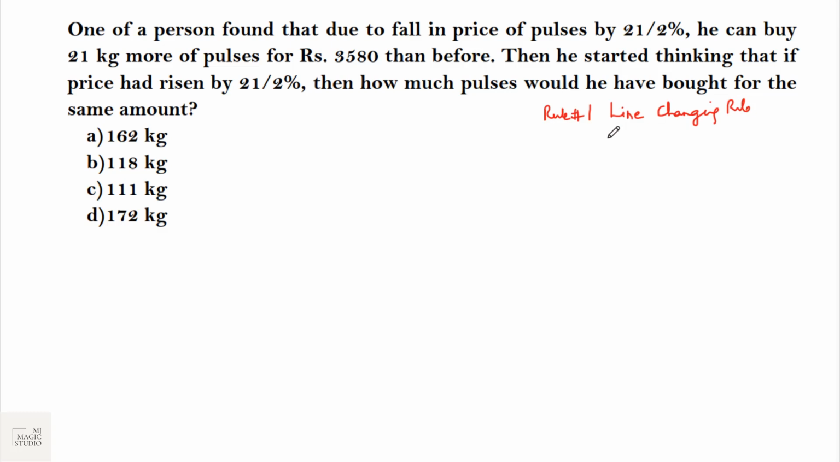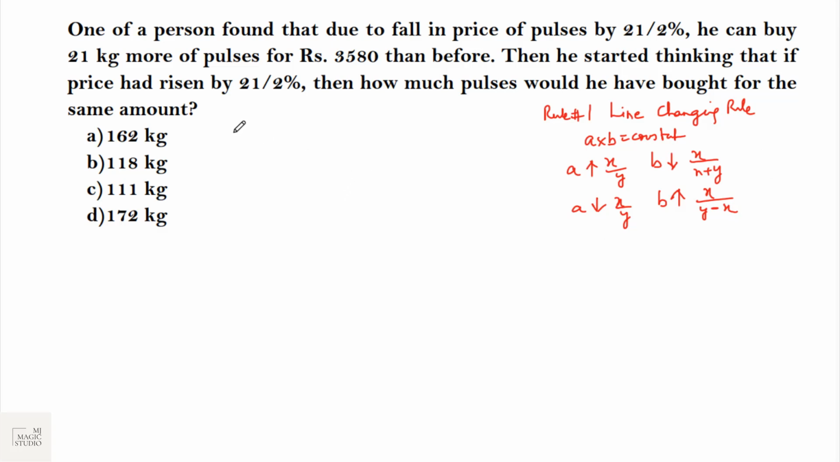which says that if 2 variables A and B are related inversely, or A into B is constant, then if A increases by x by y, B should decrease by x upon x plus y to keep A into B constant. Similarly, if A reduces by x by y, B should go up by x upon y minus x, such that the product A into B will remain constant. We'll try to use it in this particular question.